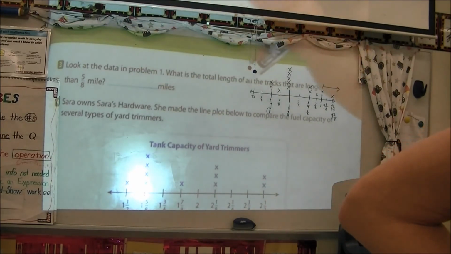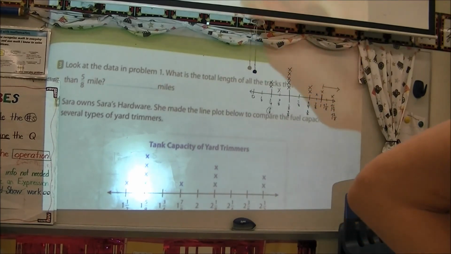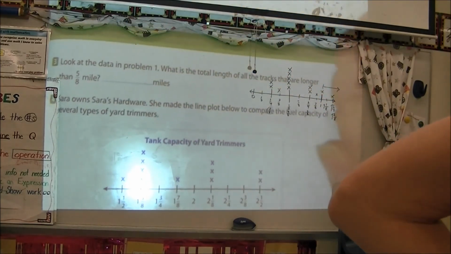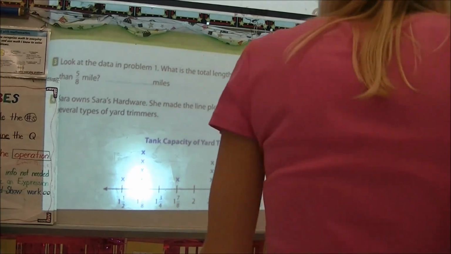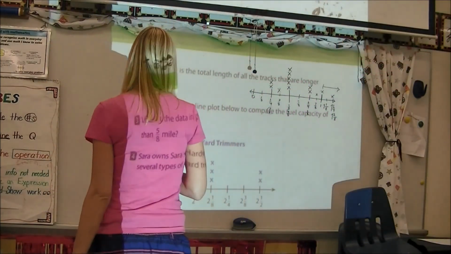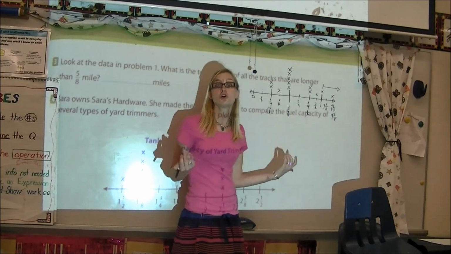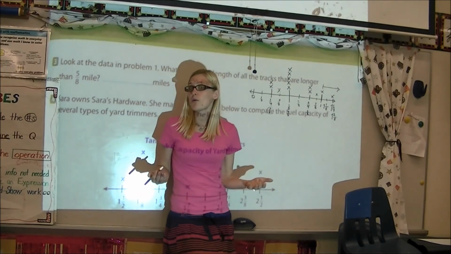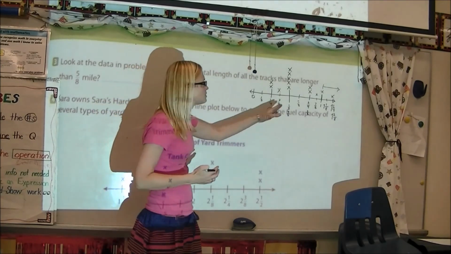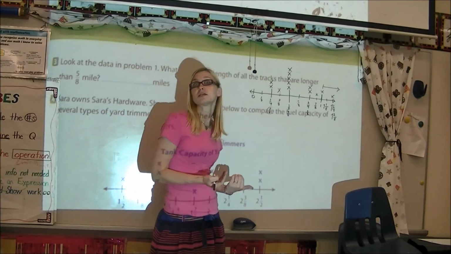What is the total length of all the tracks that are longer than 5/8 miles? Okay, so I want to figure out the ones that are longer than 5/8 miles. So first of all, when I look at 5/8 miles, I can see that there's no data points represented there. However, if there was a data point represented at 5/8, would I use that data point?